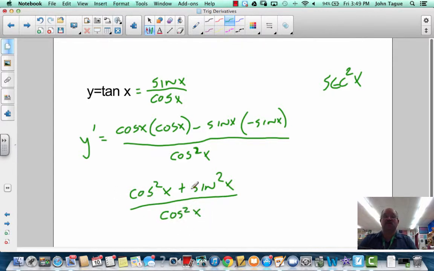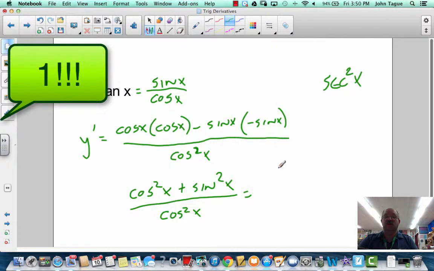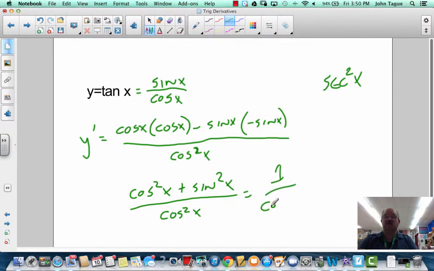Anyone remember what cosine squared plus sine squared is equal to? I heard it. Say it louder. Yeah, it's 1. Sine squared plus cosine squared is 1. And so I have 1 over the cosine squared. Anyone remember how cosine is related to secant? It's on your trig card. So 1 over the cosine is equal to the secant.